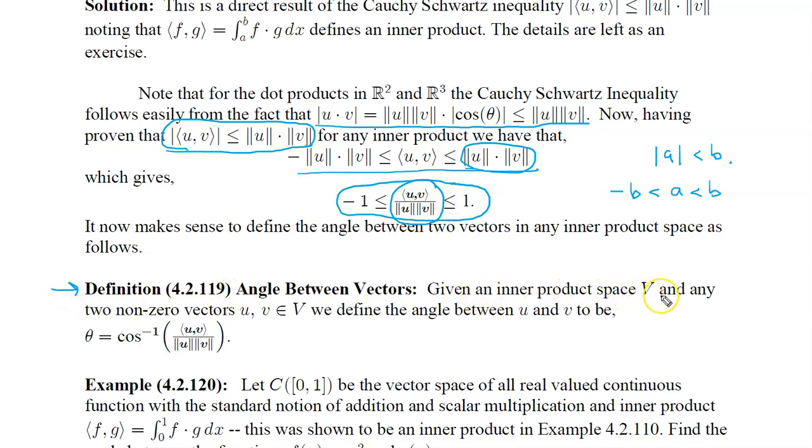So given an inner product space V and any two non-zero vectors u and v, we define the angle between u and v to be the inverse cosine of the inner product of u with v divided by norm u times norm v. And that's it. Remember before, when we had dot products, what this was right here was u dot v. Well, now, since we know this inequality holds for inner products, we can define the angle between any two vectors in any inner product space. All right, let's take a look at an example.